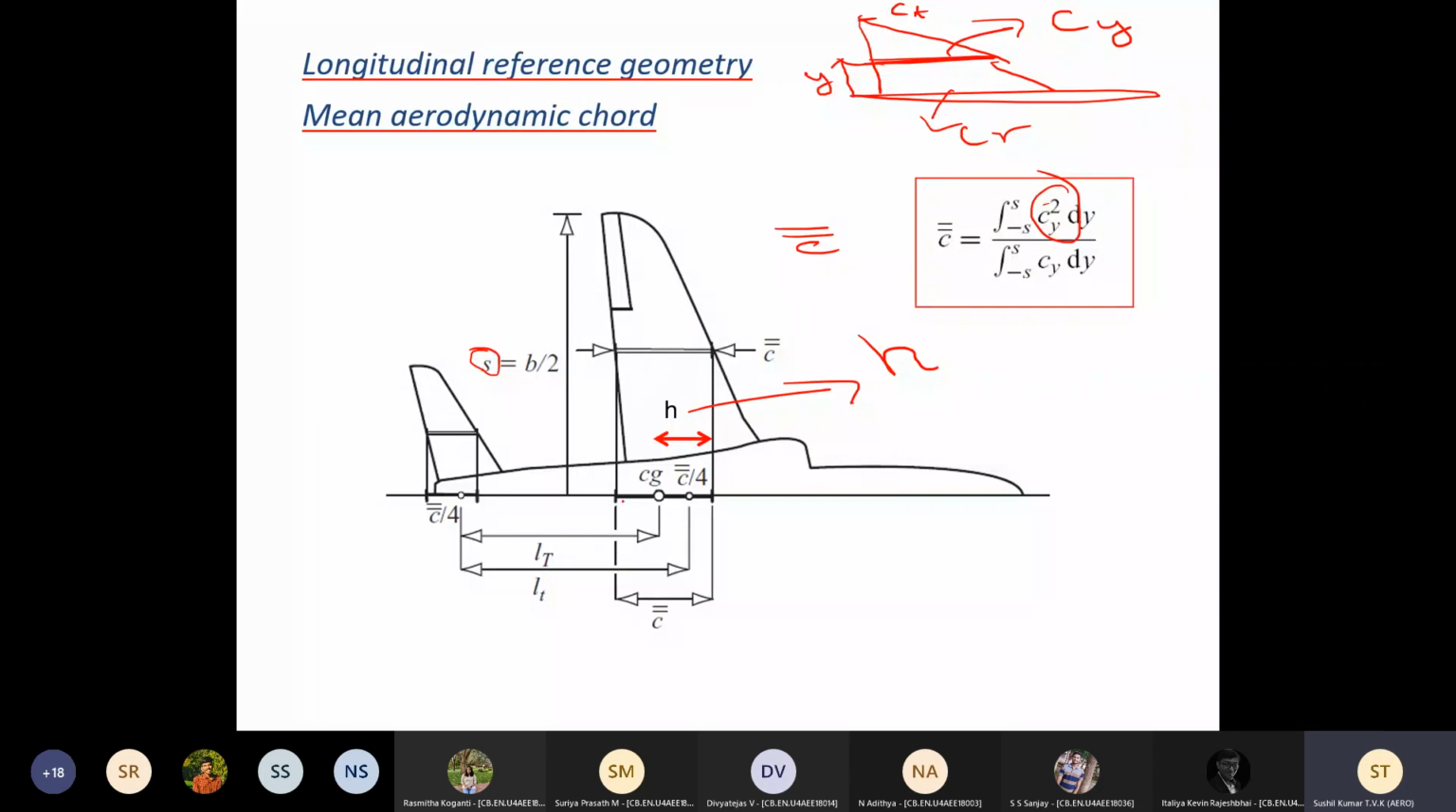Then the distance between the CG and the quarter chord of the tail plane is given by l subscript capital T. This is what we will be using for all the moment lever arms. Again, to repeat, whenever I talk about chord, it is mean aerodynamic chord, and small s is half span, and the distance between the CG and the leading edge of the mean aerodynamic chord is h. So these three things will be used quite often.